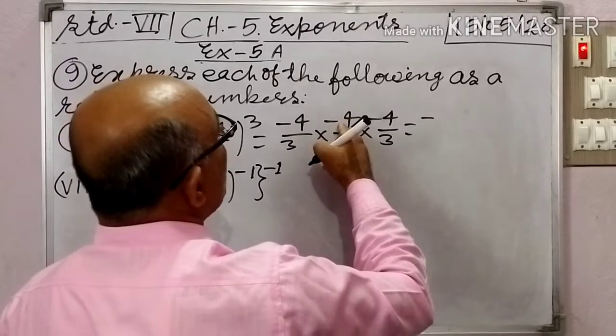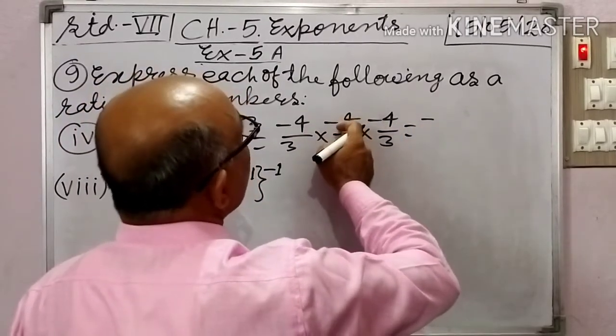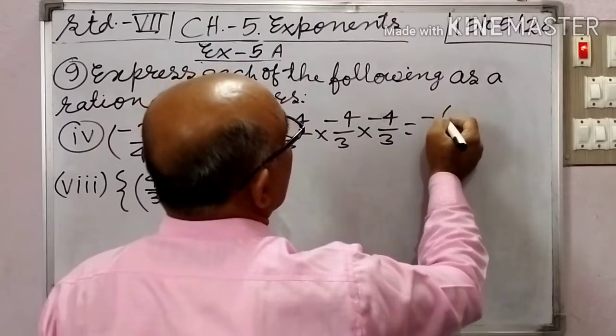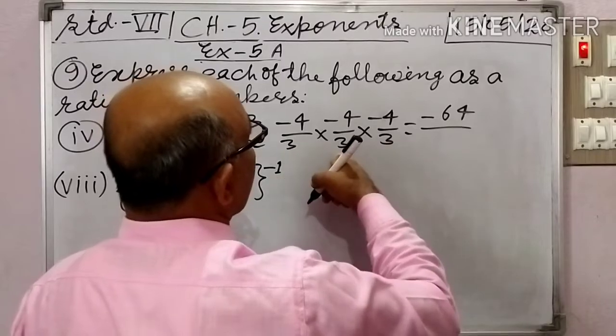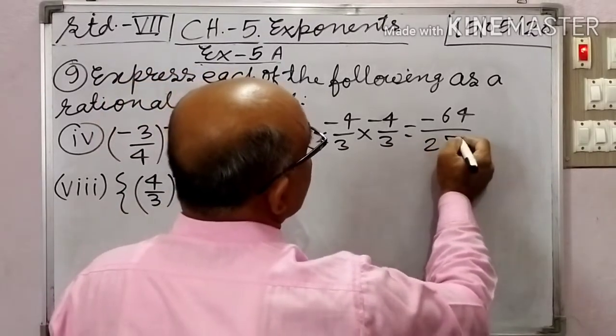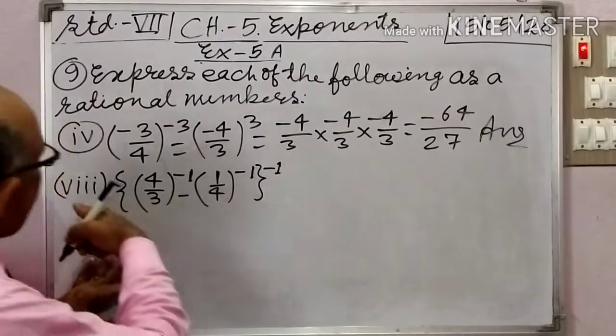4 4s are 16 and 16 4s are 64. Sorry. 3 3s are 9, 9 3s are 27. Answer of this question.